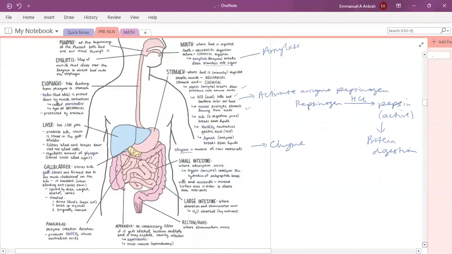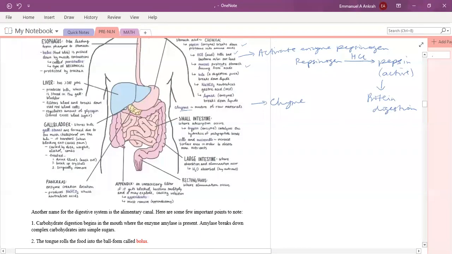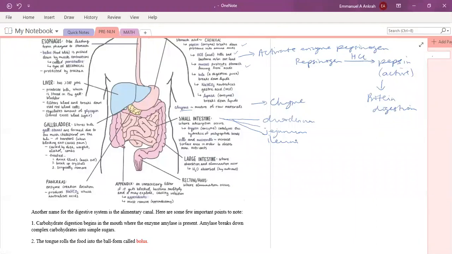For the small intestine, there are three key things to remember, the three parts: the duodenum, the second part is the jejunum, and the third part is the ileum. Three parts of the small intestine. The small intestine is where we have absorption of digested food.